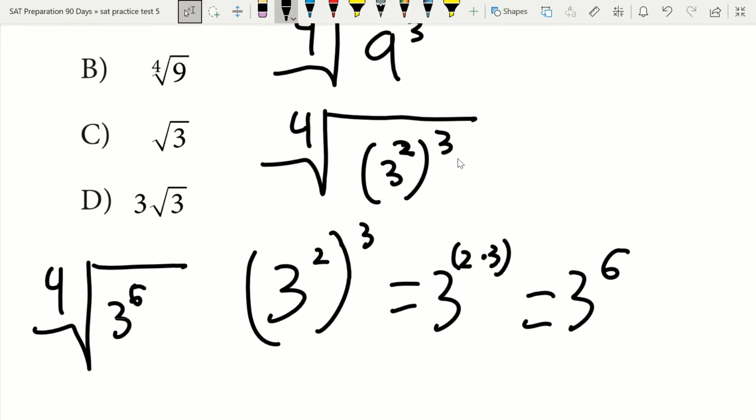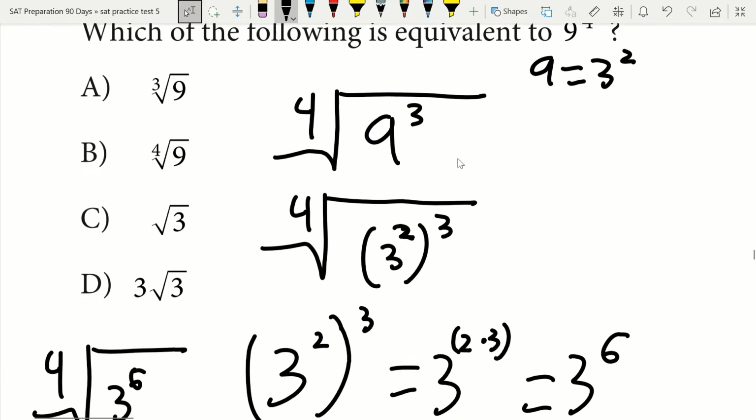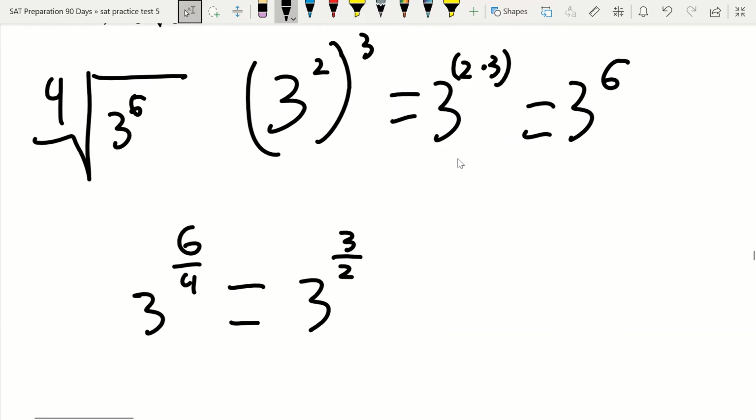So now we have the fourth root of 3 to the 6th power. What we can do now is rewrite that. We know that the fourth root of 3 to the 6th power is the same as 3 raised to the power of 6 over 4. Now, what can we do here? We can simplify that. Obviously 6 over 4 is the same as 3 over 2, so we're going to have 3 to the power of 3 over 2, which when we look at our answer choices, we don't have, because we have to have it in the form with a root.